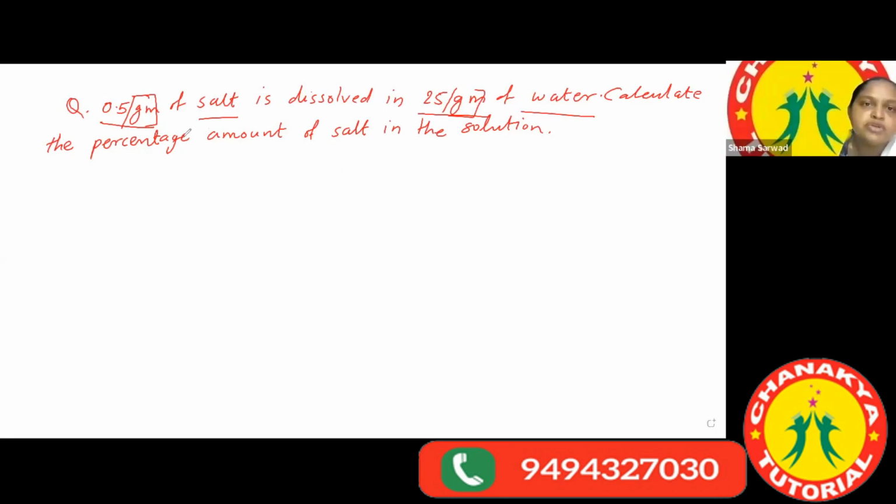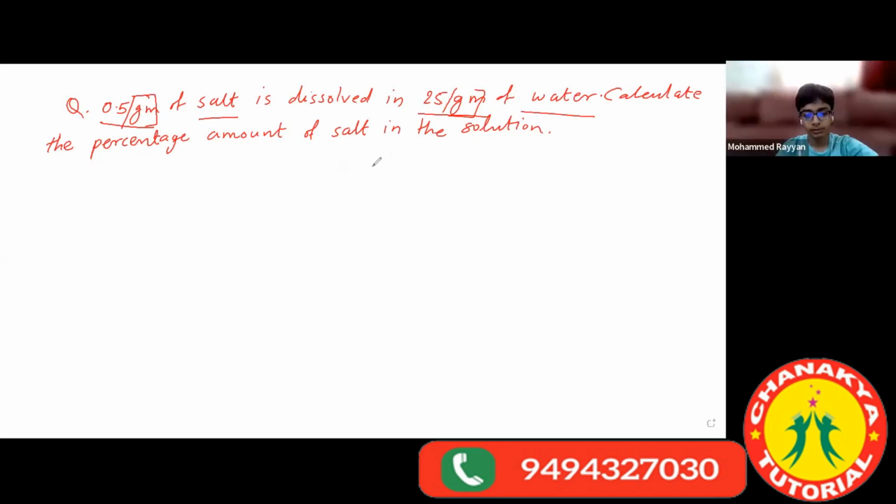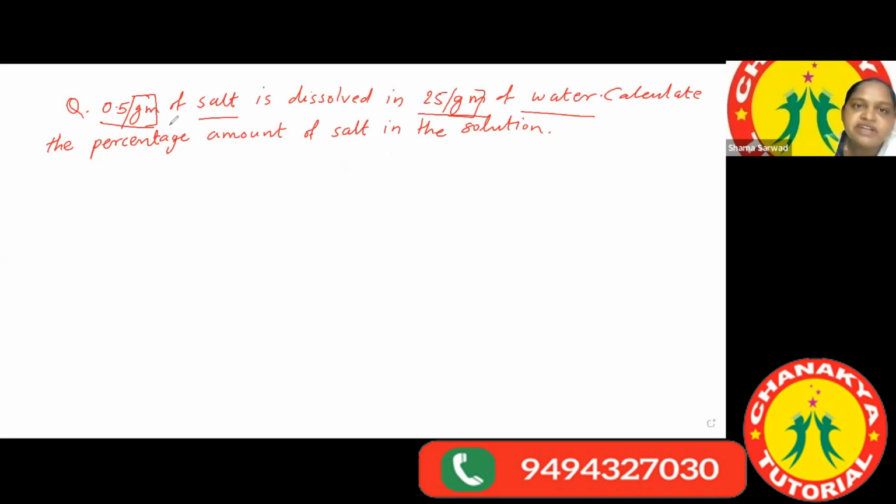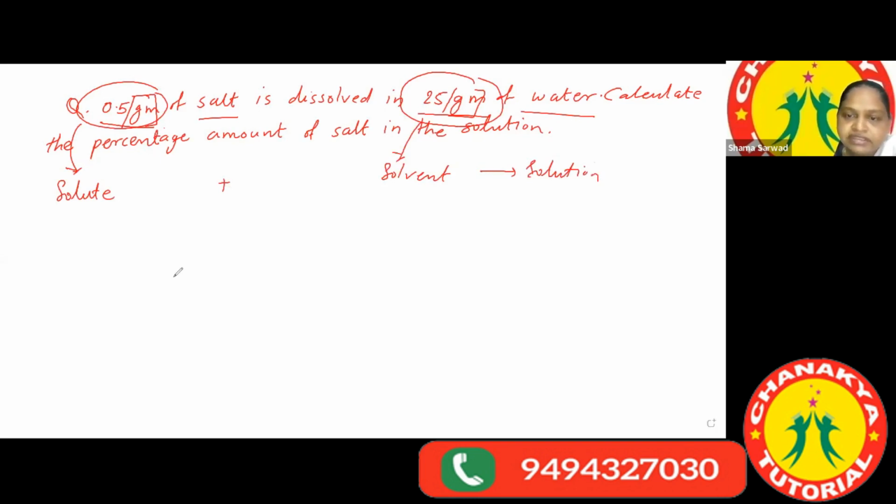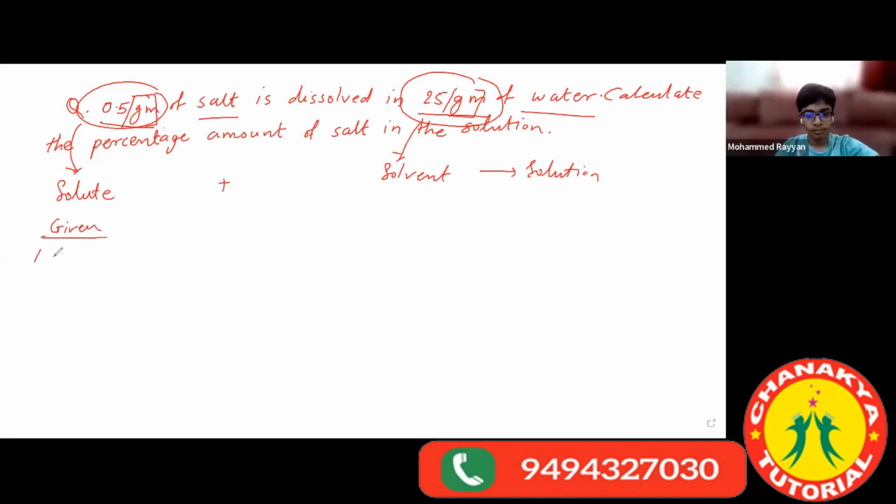Okay, fine. So both terms are in grams. So we are going to follow which formula? Mass by mass percentage, correct? Both terms are in grams. Now here 0.5 gram and here it is 25 grams. As 0.5 gram is the small quantity, this is the solute. And 25 gram, as it is the large quantity, this will be the solvent. And when solvent and solute mix, we will get a solution. Clear? So write down in the given terms: mass of solute.